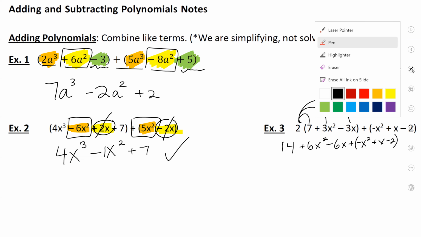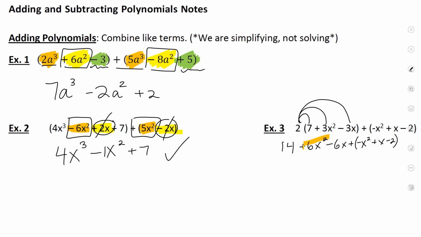Okay. Now it's just like the other examples. I'm going to highlight the like terms. This has a squared and this has a squared. This has an x and this has an x. And then finally my numbers. This is a 14, a -2. Okay, so let's go ahead and combine like terms. Okay, guys, go ahead. I'm going to do this in red. Go ahead and draw 1 right here so you don't get confused. When you don't have a number, just picture a 1 there. Everyone write a 1.